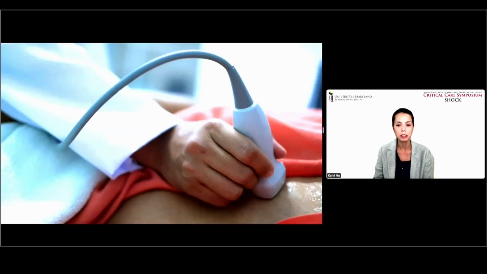Moving on to ultrasound, if there is only one thing that you can take away from this talk, in locations where it's feasible, where there's an ultrasound working and available, every patient with shock should have a bedside echo and volume assessment performed as part of their evaluation.